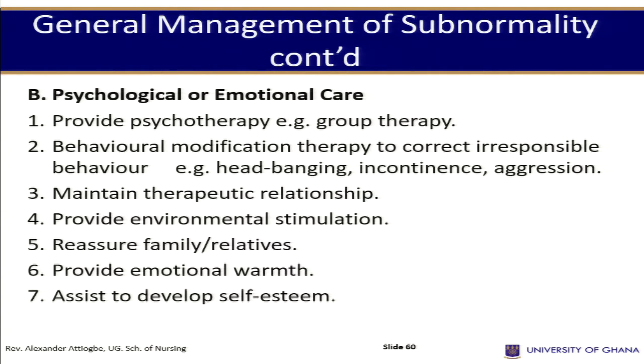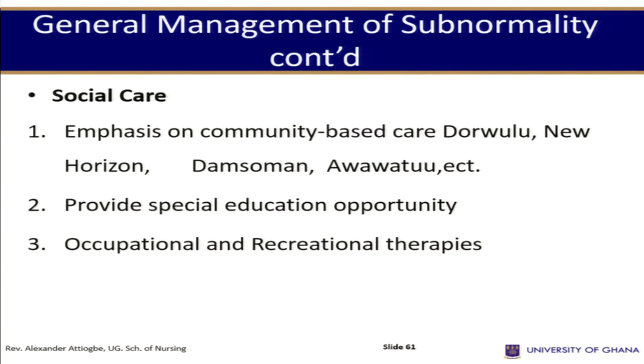Psychological care of subnormal children. Provide psychotherapy, for example, group therapy, behavioral modification therapy to correct irresponsible behavior, for example, head banging, incontinence, and aggression. Maintain therapeutic relationship. Provide environmental stimulation. Reassure family and relatives. Provide emotional warmth. Assist to develop self-esteem.